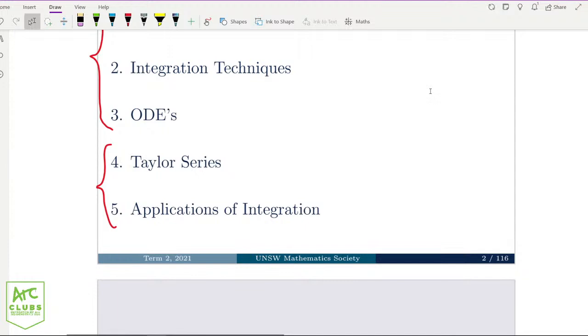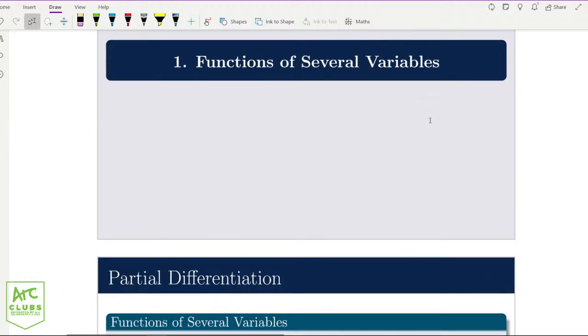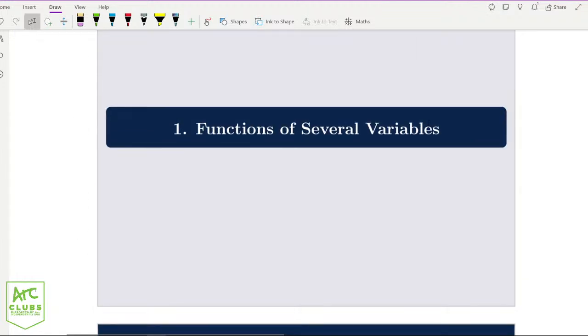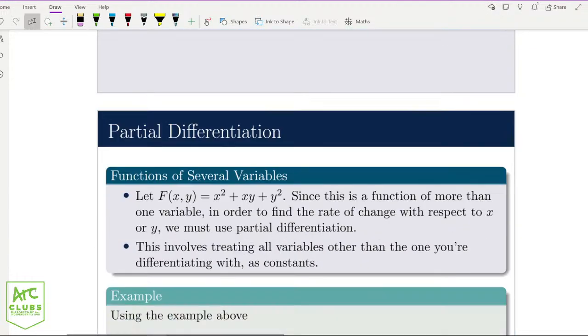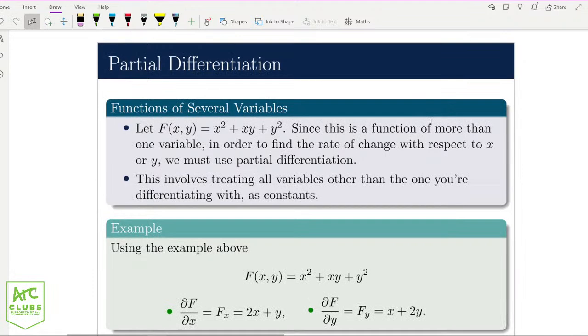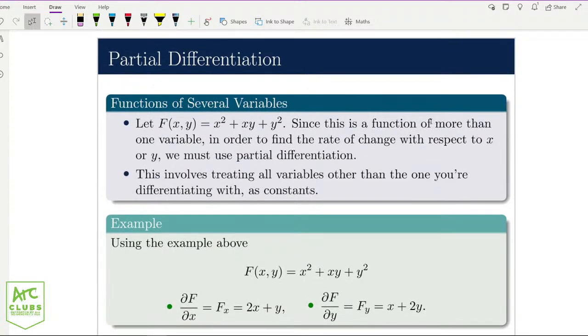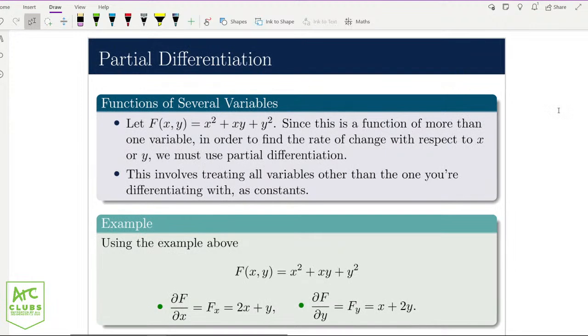All right, so let's get started. Our first topic is functions of several variables. The very first concept that we will be covering today is the idea of partial differentiation. This topic is comparatively easier than the others. So just to get us started, let's have a look at the idea of partial differentiation.